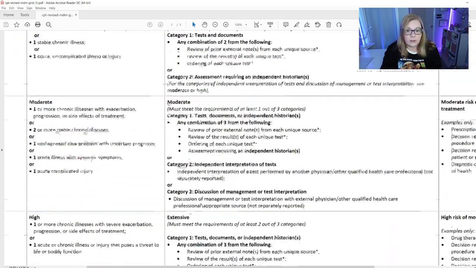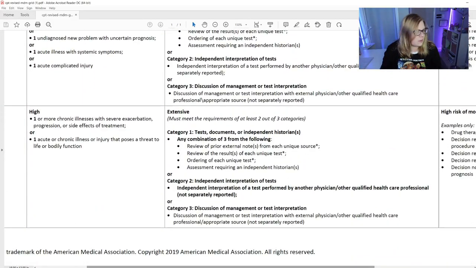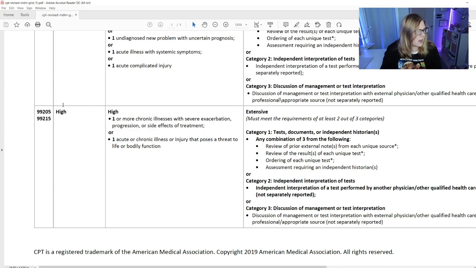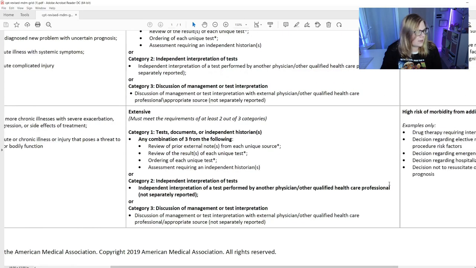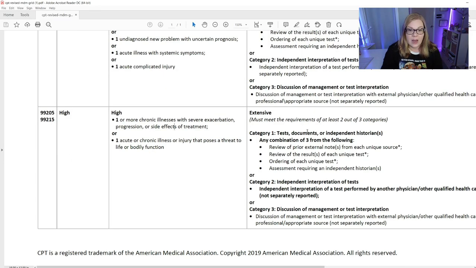So if we look at our level five, to get our high level decision making, we would need to hit either the elements here and here, or here and here, or here and here. So two out of these three components. In order to meet a high complexity, we have to get one of these two things, either this or this. One is one or more chronic illnesses with severe exacerbation, progression, or side effects of treatment, or one acute or chronic illness or injury that poses a threat to life or bodily function.